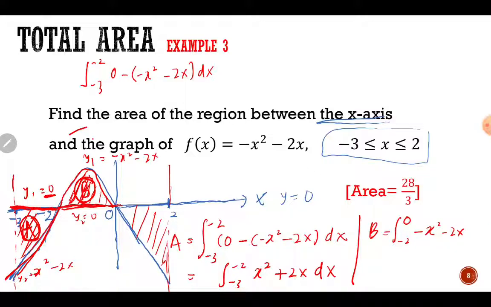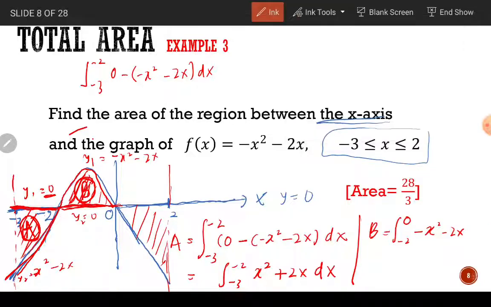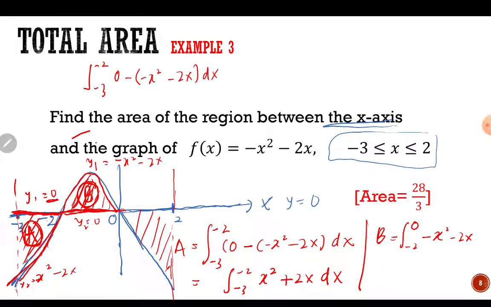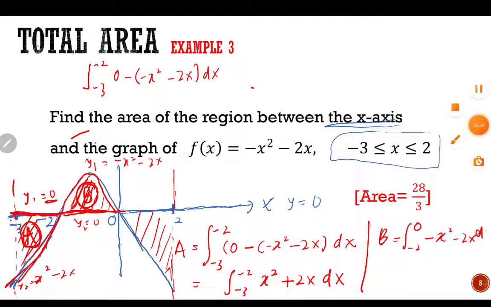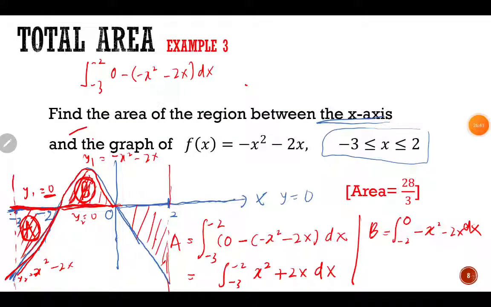Okay, it's understood. So, tolak dengan kosong kita akan tulis lah. So, this is dx. Okay, this is dx kat situ. So, that is your B. So, maknanya integration continuous daripada negatif 2 ke kosong negatif x square minus 2x dx. And finally, this is B.